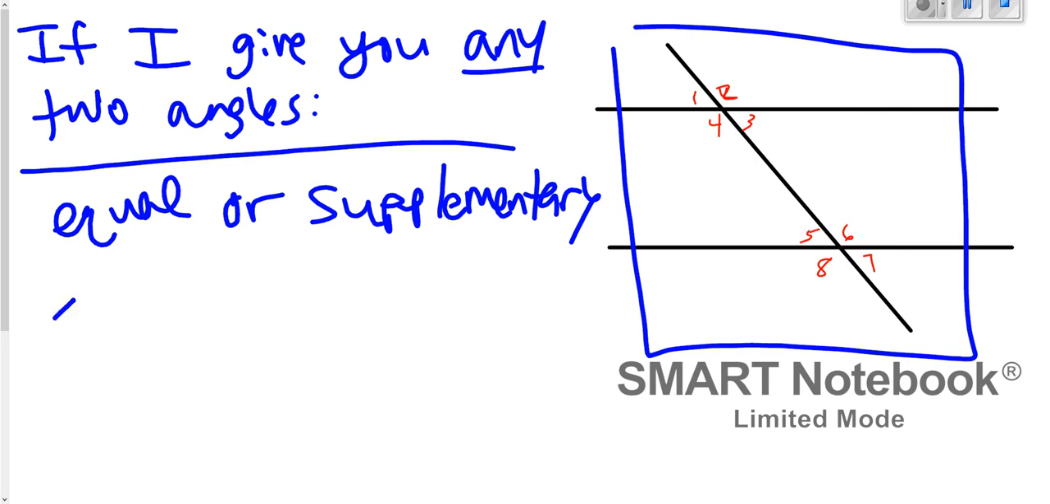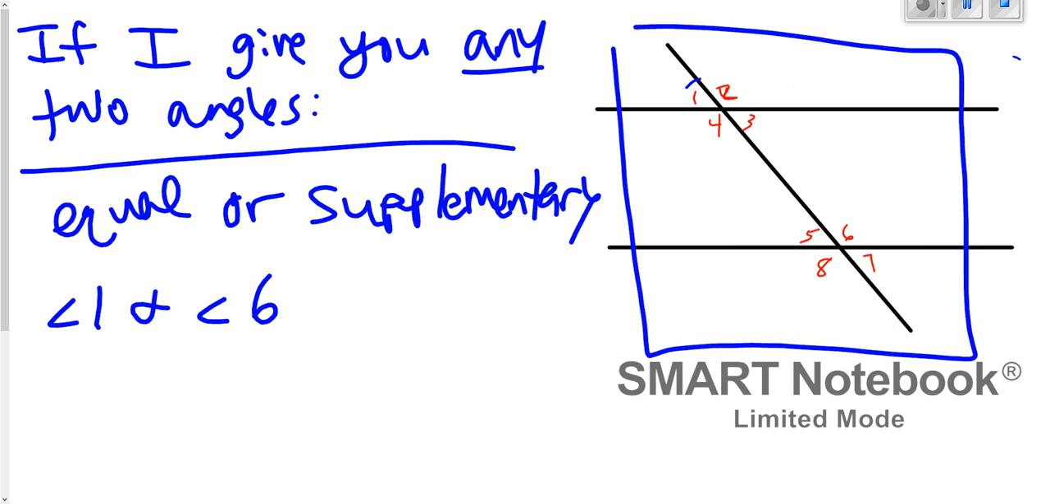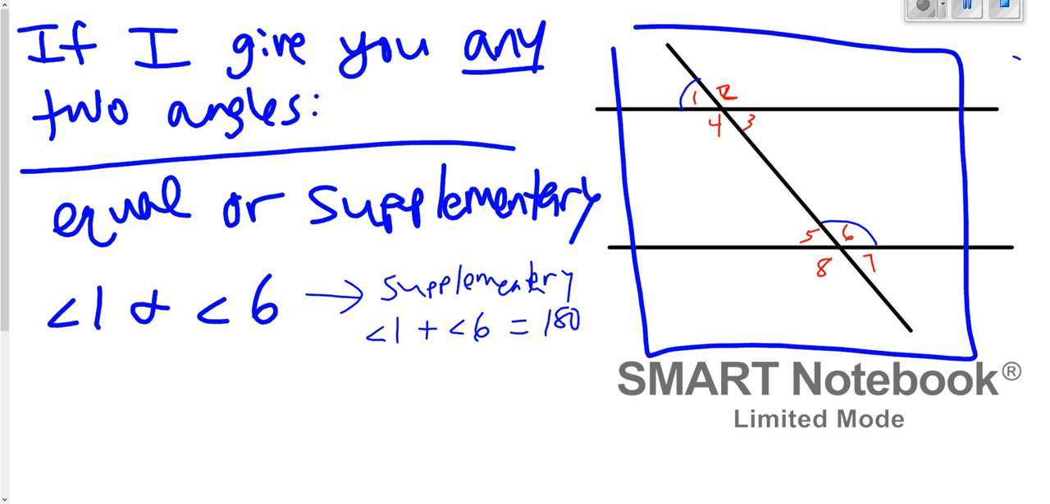So if I say angle 1 and angle 6, I just pick two random numbers. Here's angle 1, here's angle 6. Do they look equal? Some of you still need work with looking at angles and just telling if they're the same size or not. Angle 1 is an acute angle. It's a small one. Angle 6, look at that, it's an obtuse angle. So they are not equal, which tells me that they must be supplementary. If I needed to write this as an equation, I would write that angle 1 plus angle 6 equals 180, because that's what supplementary means.